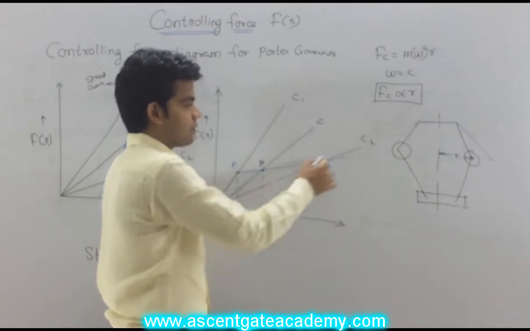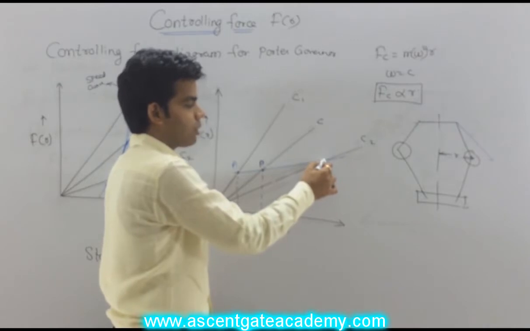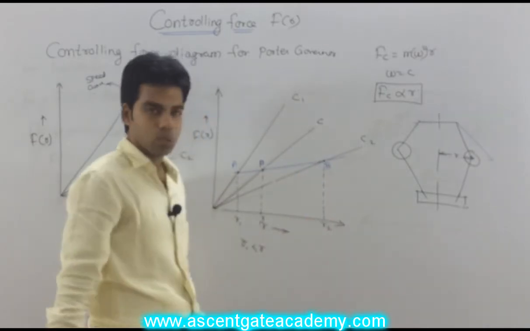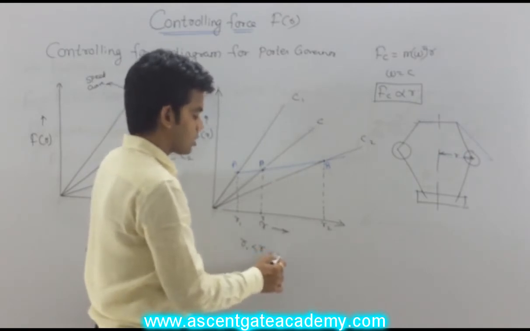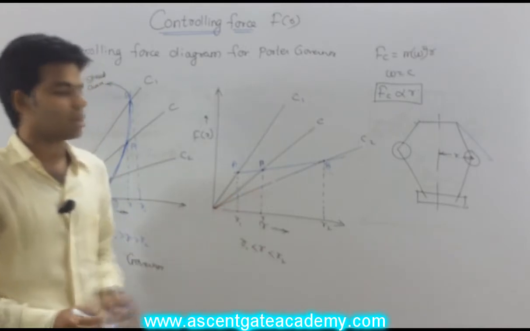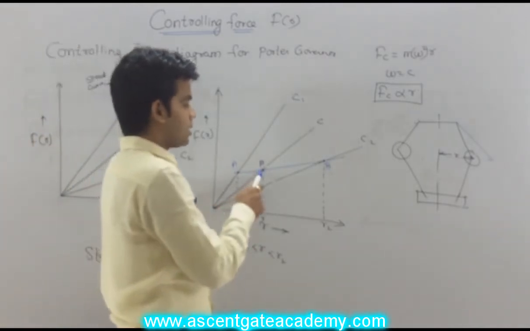Okay. And if the speed is decreased, the curve will shift to C2. Then we will get the equilibrium point at point B, where the radius of rotation is R2, such that R2 is greater than R. So in this case, R1 is less than R, which is less than R2. Now what will happen if the speed is increasing?